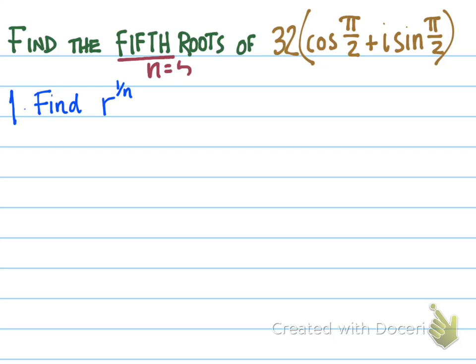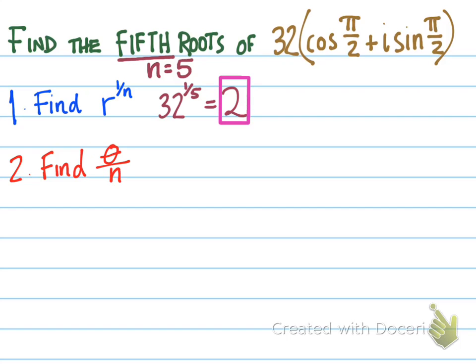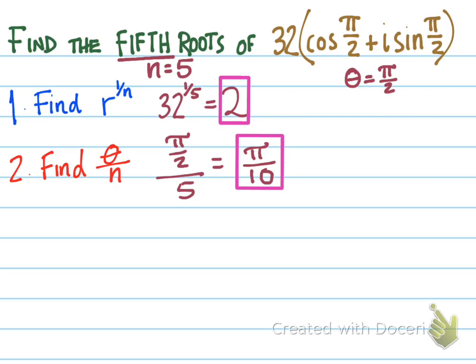Okay, so first we find r to the 1 over n. Well, what's n? n is 5. We're finding the fifth roots, so n is 5. So 32 to the 1 over 5 equals 2. Well, that was pretty easy, wasn't it? Okay, next step, find theta divided by n. Actually, that's not so bad either, right? Because theta equals pi over 2. Pi over 2 divided by 5 equals pi over 10. Wow! Well, that's really great.